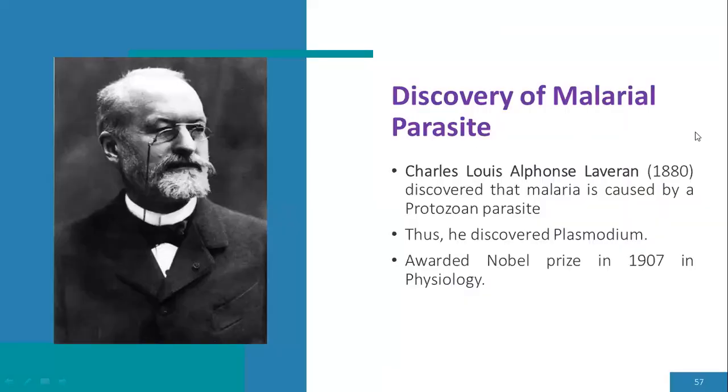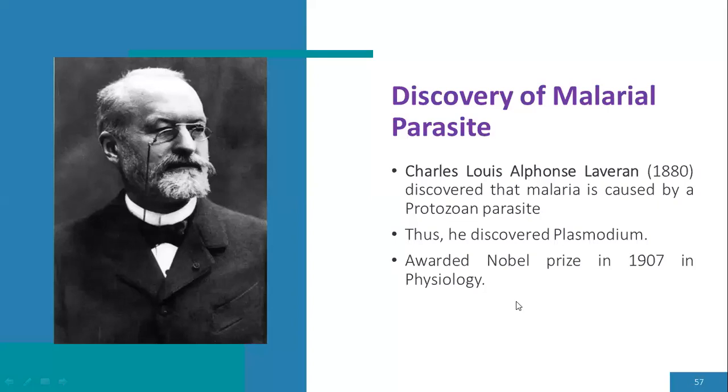Discovery of the malarial parasite. This goes to Charles Louis Alphonse Laveran. Simply, you can say Charles Laveran. Almost 160 or 170 years after the discovery of malaria, he was the person who discovered that malaria is caused by a protozoan parasite, and he said it is Plasmodium.